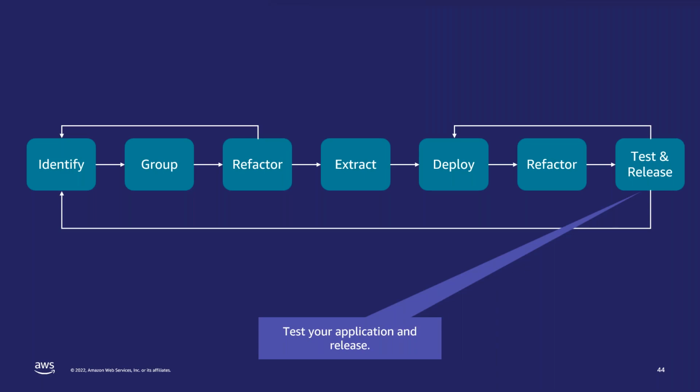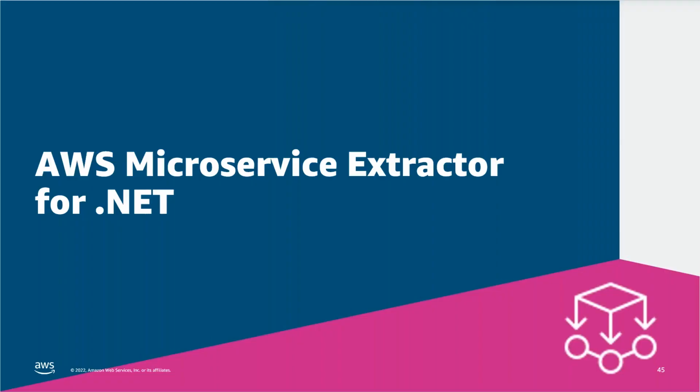And in the end, you're going to swing around and start the process all over again, selecting the next group of functionality based on your code selection criteria. So that's a lot of work to refactor and extract just a single service from a monolith. And this is where a new tool, the AWS Microservice Extractor for .NET, can help.